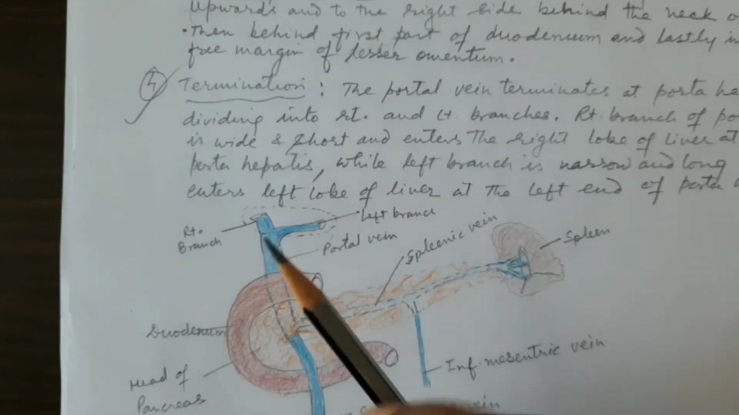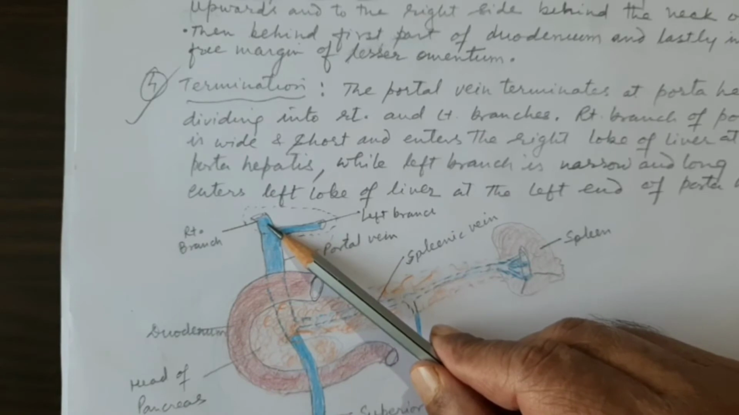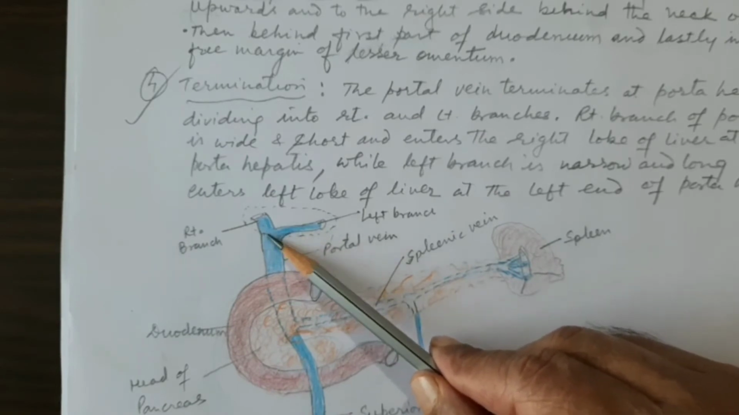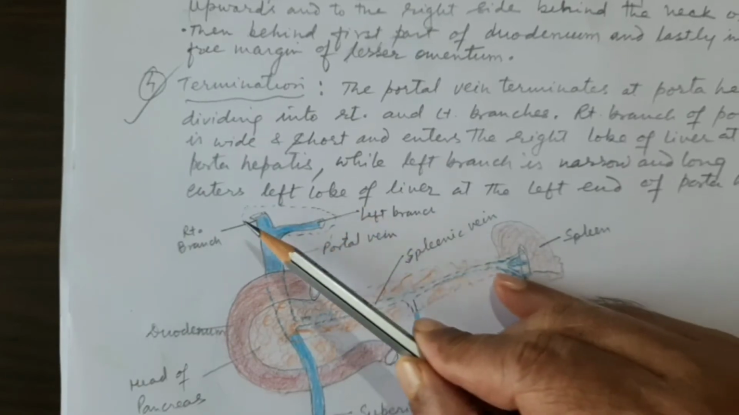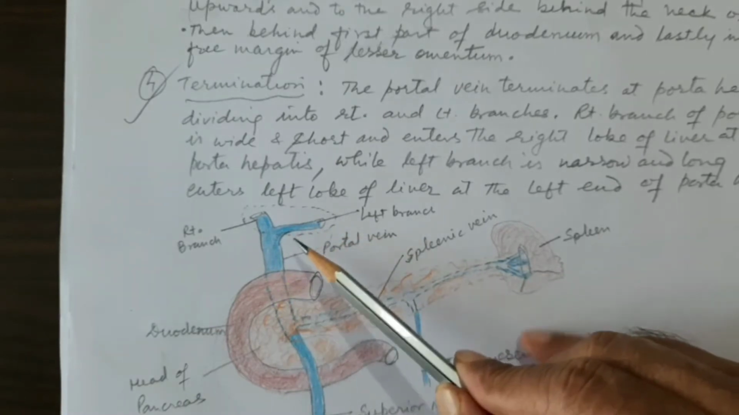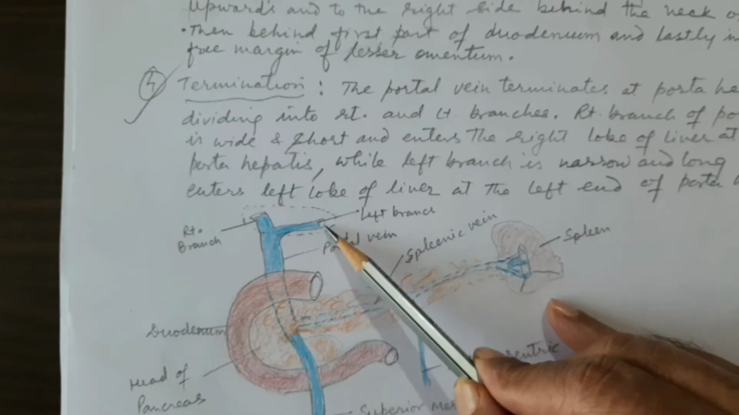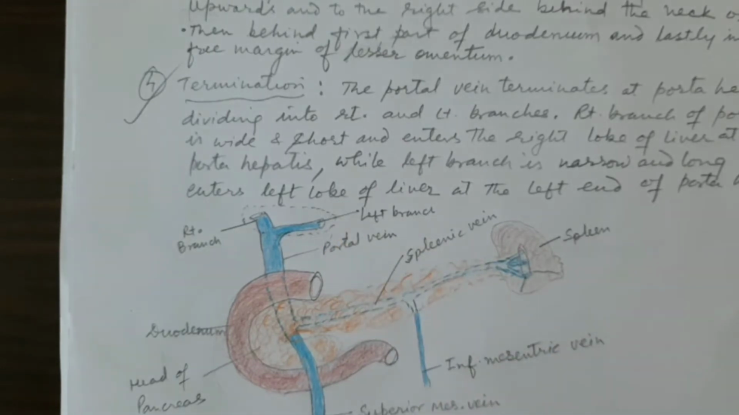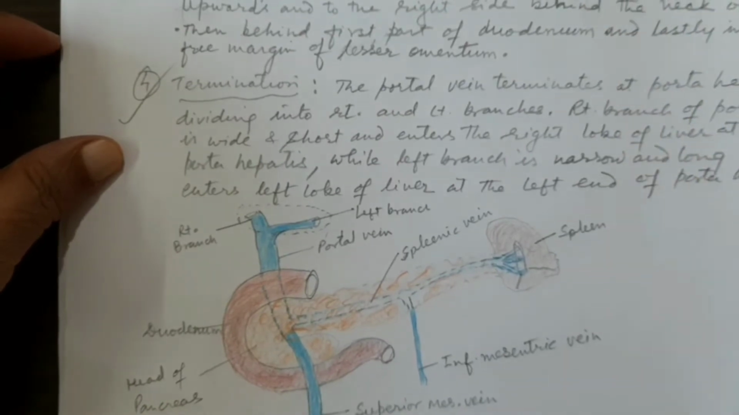Now this is the wide and short right branch of the portal vein. It enters the right lobe of the liver at the right end of the porta. This is the left end of the porta hepatis, this is the right end of the porta hepatis. The left branch is long and narrow, and it enters the left lobe of the liver at the left end of the porta hepatis. So this is the termination of the portal vein at the porta hepatis.